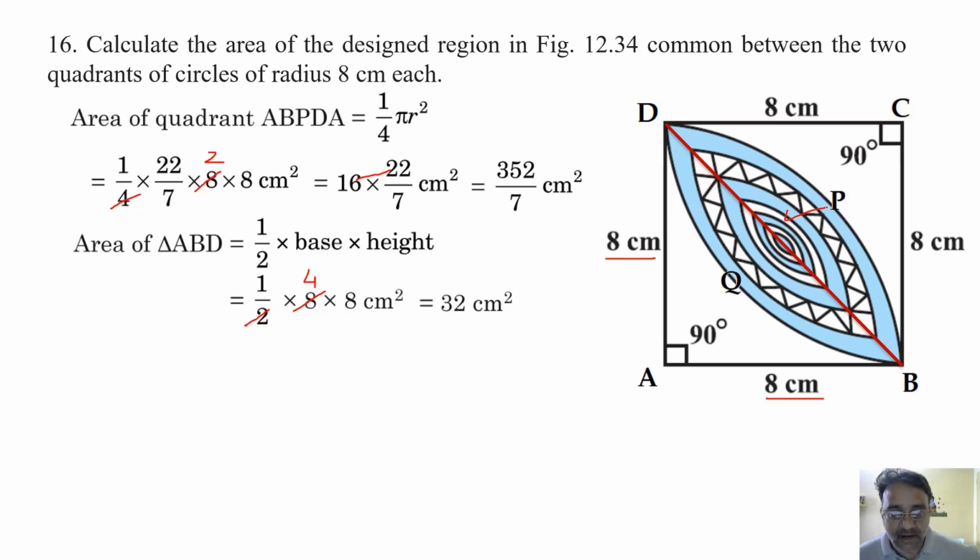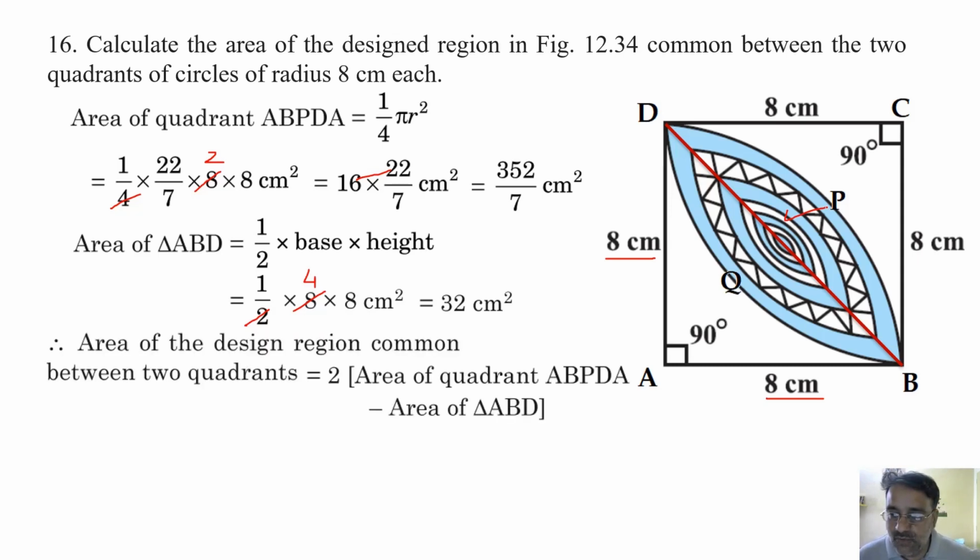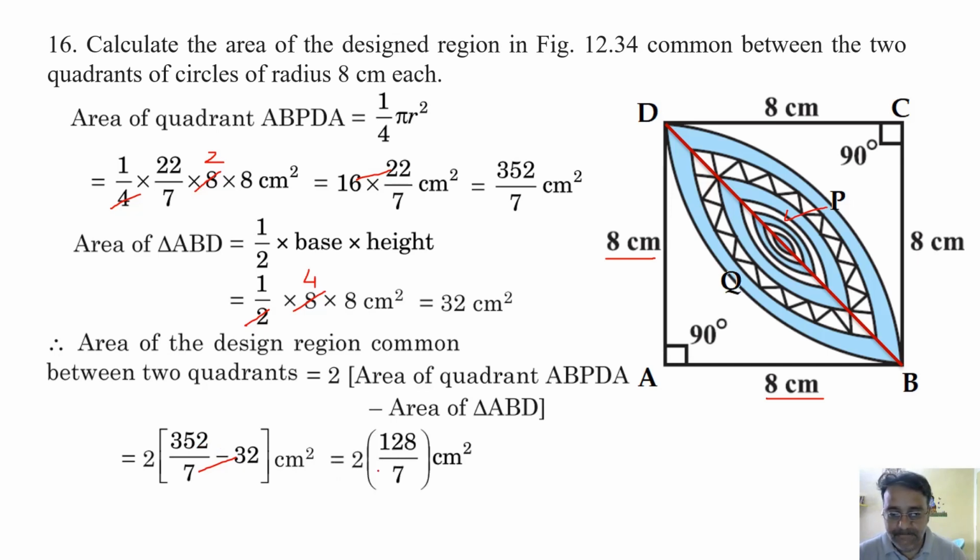Okay, so the area of the design region common between two quadrants will be 2 times the area of quadrant ABPDA minus the area of triangle ABD. Okay, 352 upon 7 minus 32, right? Multiplying and subtracting from 352, we'll get 224, okay, 224 minus gives 128 by 7. So 2 into 128 is 256 upon 7. So the same answer is given in the book and the approximate value is 36.57 centimeter square.